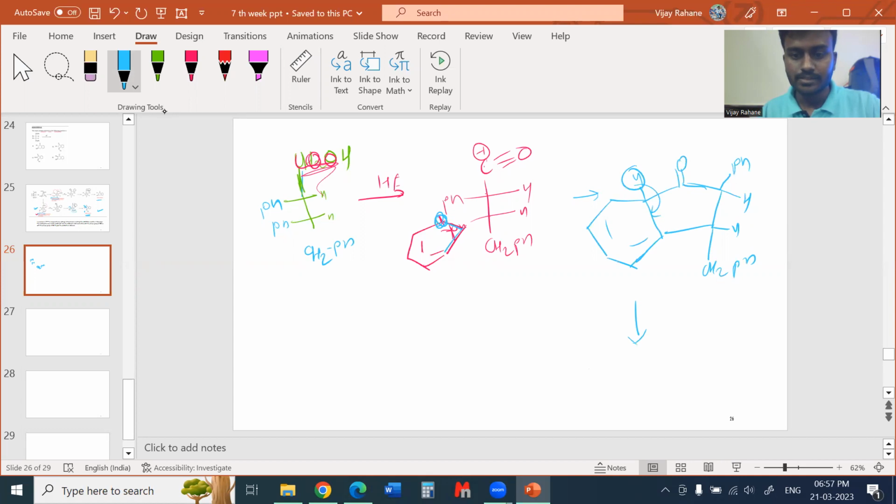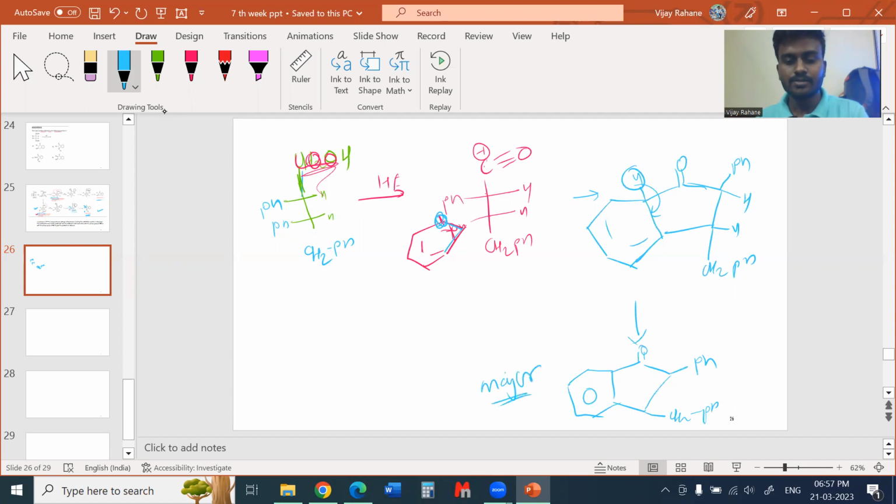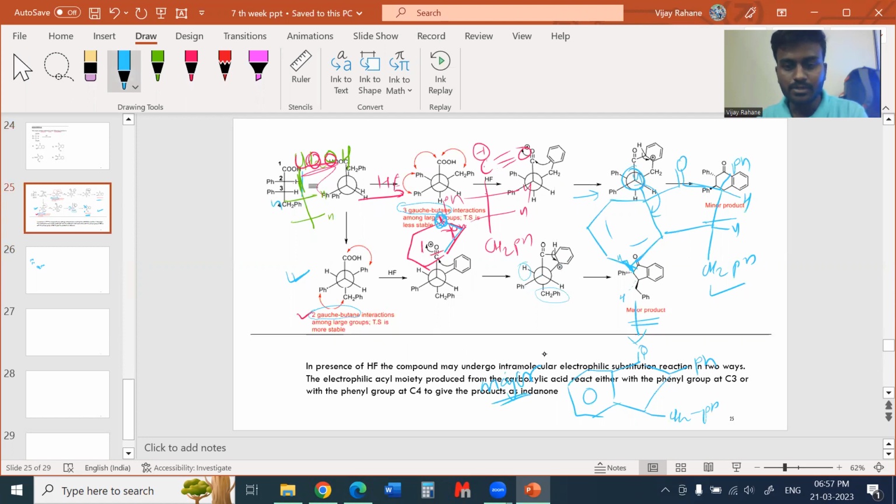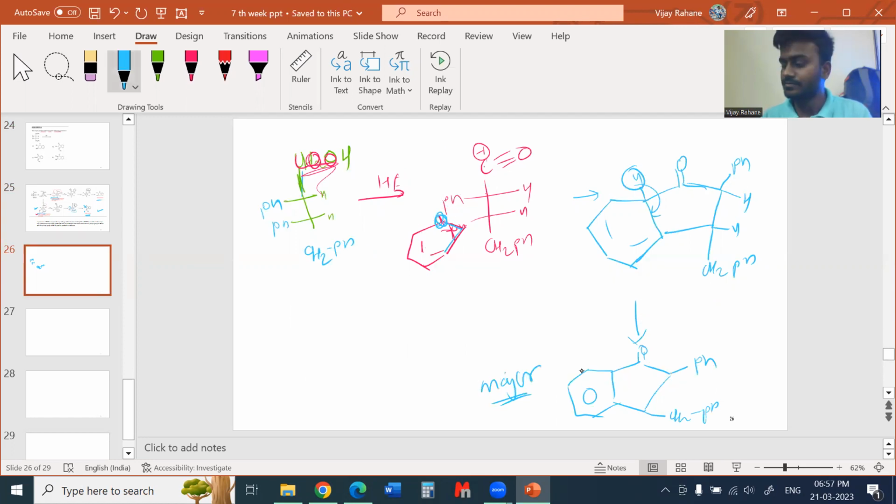Then this proton removal is followed by aromatization. So this 5-membered ring has CH2Ph, and here a Ph. If you know the reaction mechanism first, then we can compare the stereochemistry. So this one is the major product, right? If you see the options, the 5-membered one is the major product.